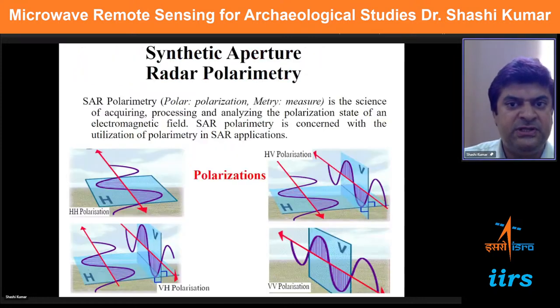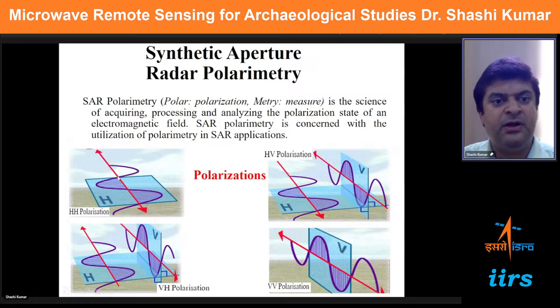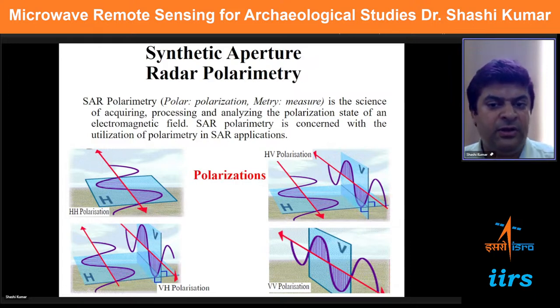Now, when we come to synthetic aperture radar remote sensing, here we are talking about polarimetry. In SAR polarimetry, we are going to deal with all four polarimetric combinations of the SAR data set. The maximum possible combinations are these four: HH, HV, VH, and VV, where HH represents that horizontally polarized electromagnetic waves were transmitted and horizontally polarized electromagnetic waves were received, and in HV, horizontal was transmitted, vertical was received. Similarly for VH and VV.